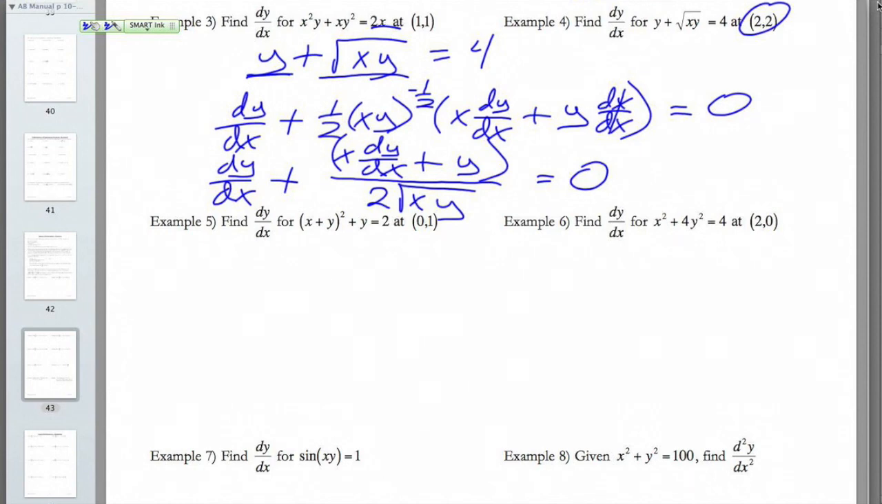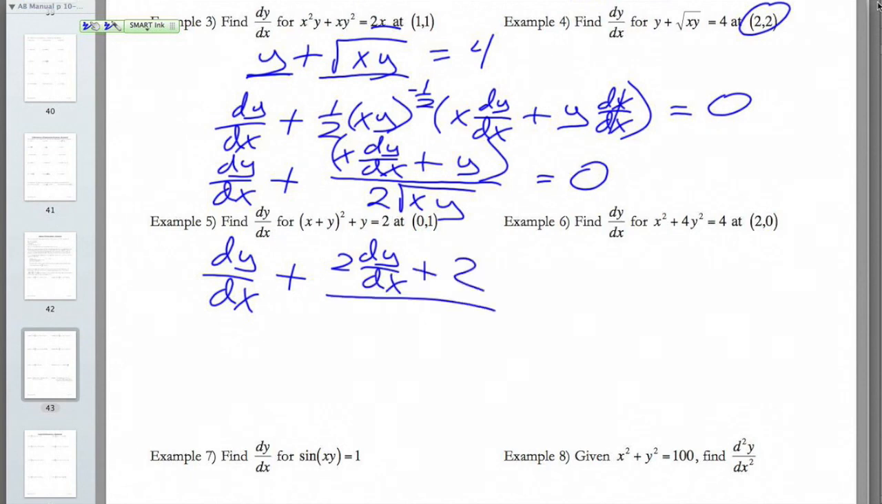All right, once I get to this point, now I can go ahead and plug in. So notice I'm plugging in 2 for the x and the y, so that should make it pretty easy. So that's going to be 2 dy dx plus 2 over 2 times the square root of 4. All right, so 2 times the square root of 4 is equal to 4.